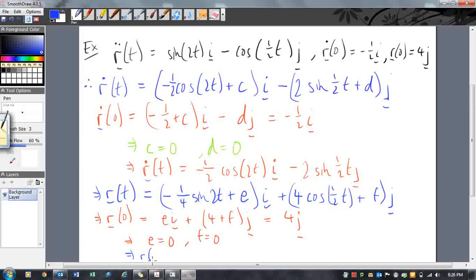So therefore, r of t is equal to negative 1/4 sine 2t i plus 4 cos half t j. And there's your answer. Hope that makes sense. Sorry about the boring initial conditions up there, but that's how you do vector calculus.